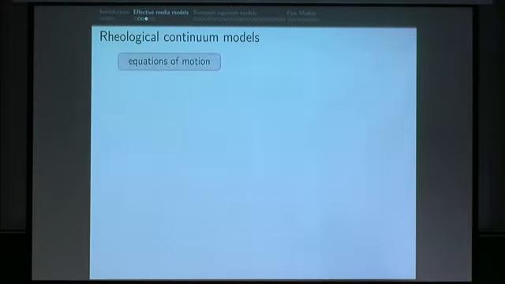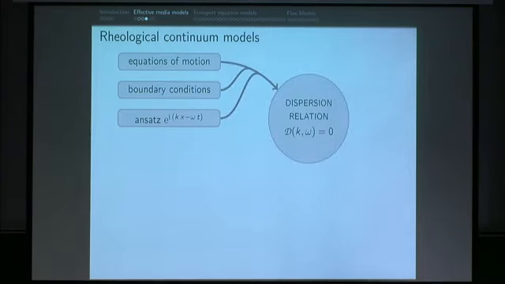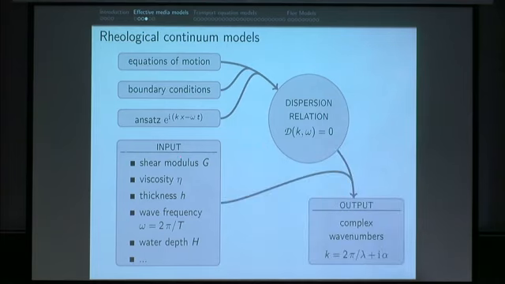But both models work in the same way. You have equations of motion and boundary conditions, and you make a plane wave ansatz, and you get a dispersion relation from that. And the dispersion relation requires a couple of parameters, like the shear modulus and viscosity. And you put them in there, and you get complex wave numbers, which contain the real part, which has the wavelength in it, and the imaginary part, which is the attenuation rate of the wave, which is what we are really interested in.